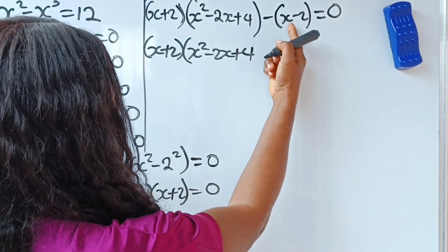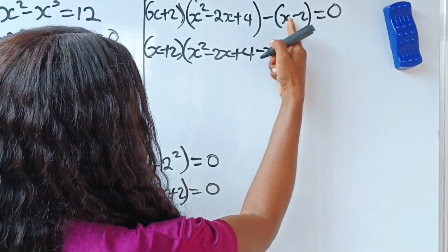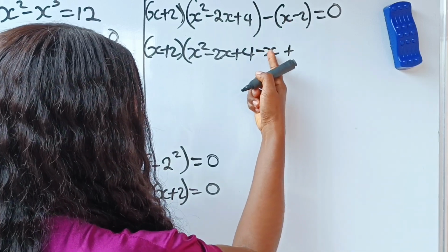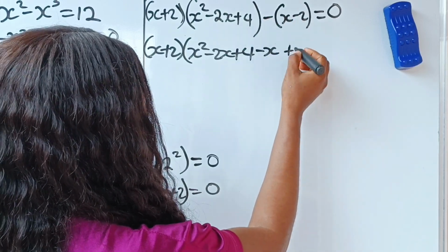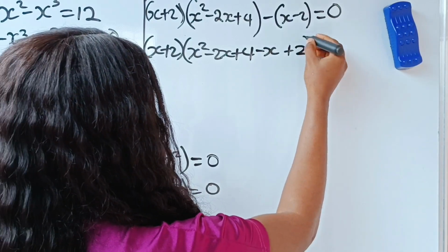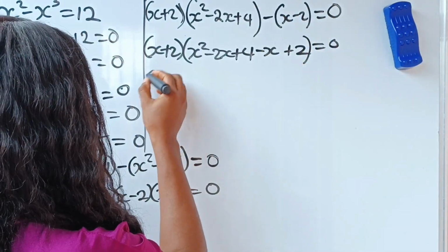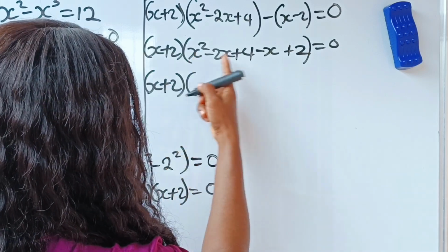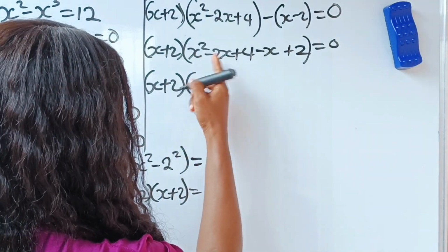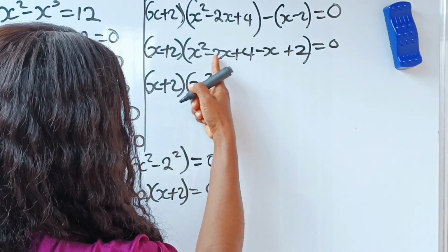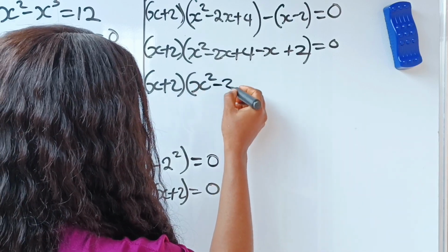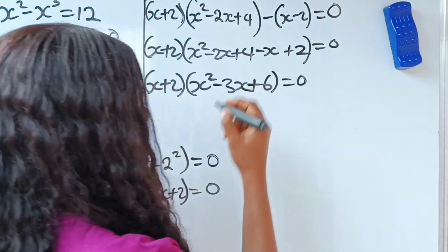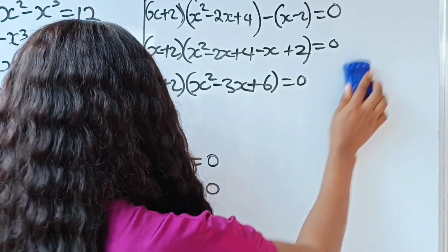Now minus x plus 2. Minus times x will give us minus x, and minus times minus 2 will give us plus 2, is equal to 0. So we have x plus 2 multiplied by, now we have x squared, only one x squared, right? Then we have minus 2x minus x to give us minus 3x. Then we have plus 4 plus 2 to give us plus 6 is equal to 0.